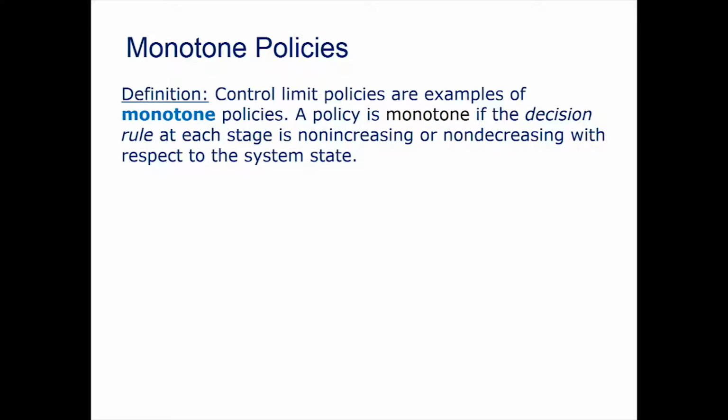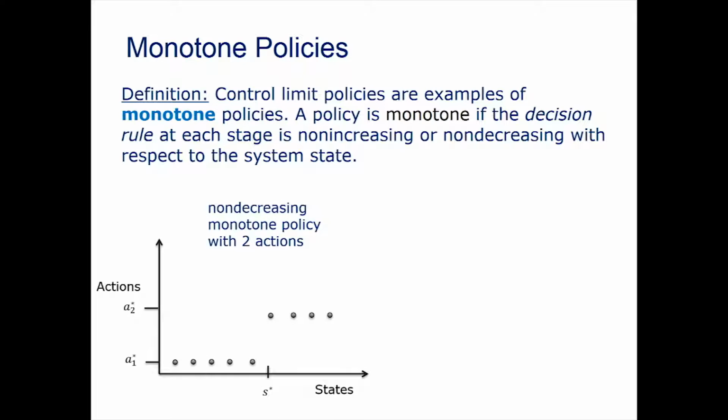And this is sort of a special case of a monotone policy. So a control limit policy is one example. A policy is monotone if the decision rule, which encodes the action that you would take at a particular time period for each state, is non-increasing or non-decreasing with respect to the system state. So this would be an example of that: a control limit policy. Maybe the state is temperature. We have two actions. Once we hit that S star, the temperature that we desire, we switch off. So this action represents turning on the heat, and this one turning it off.